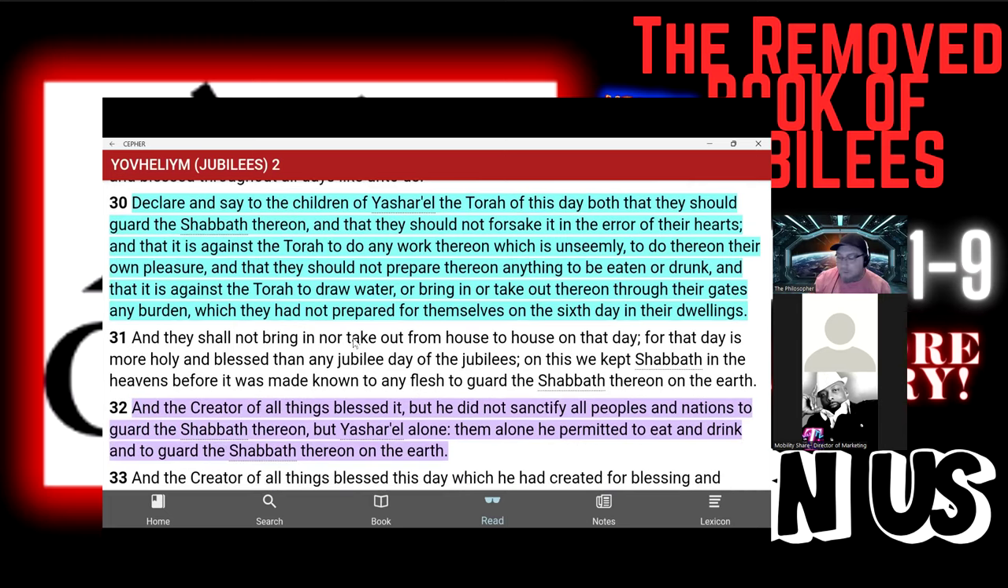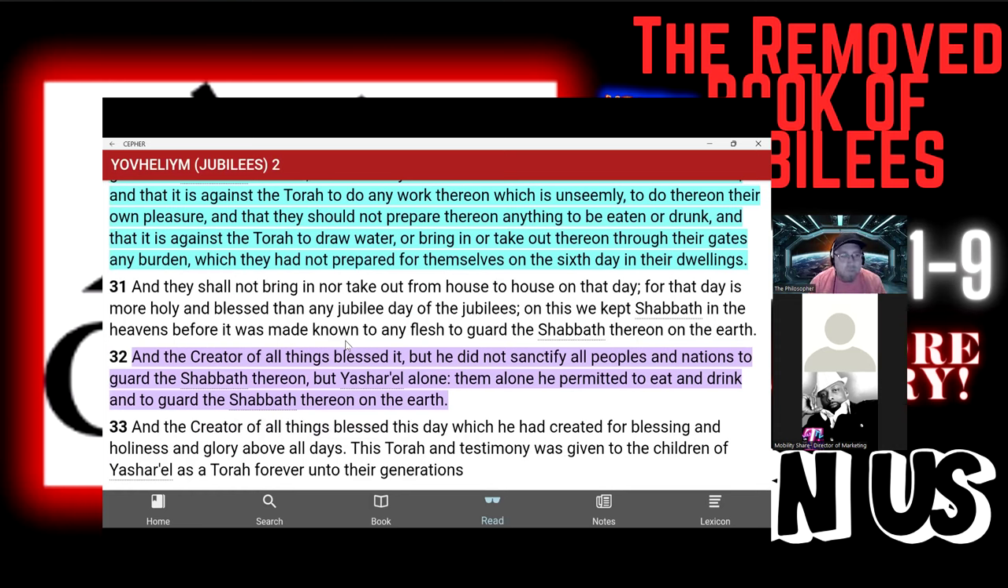All right. And they shall not bring in nor take out from house to house on that day, for that day is more holy and blessed than any Jubilee day of the Jubilees. On this we kept Sabbath in the heavens before it was made known to any flesh to guard the Sabbath thereon on the earth. There it is. And the Creator of all things blessed it. But he did not sanctify all peoples and nations to guard the Sabbath thereon, but Israel alone. Them alone he permitted to eat and drink and to guard the Sabbath thereon on the earth.